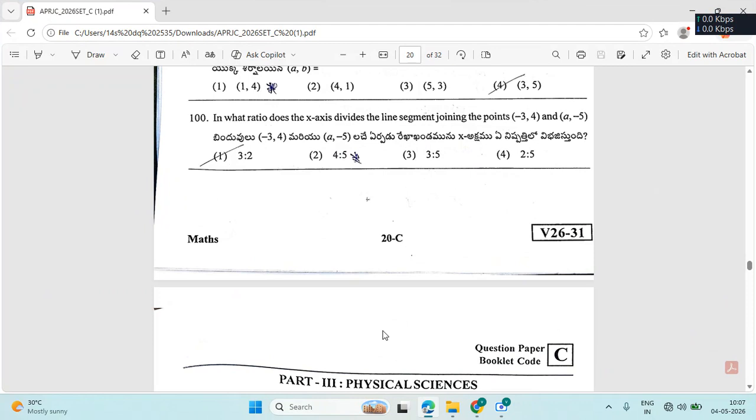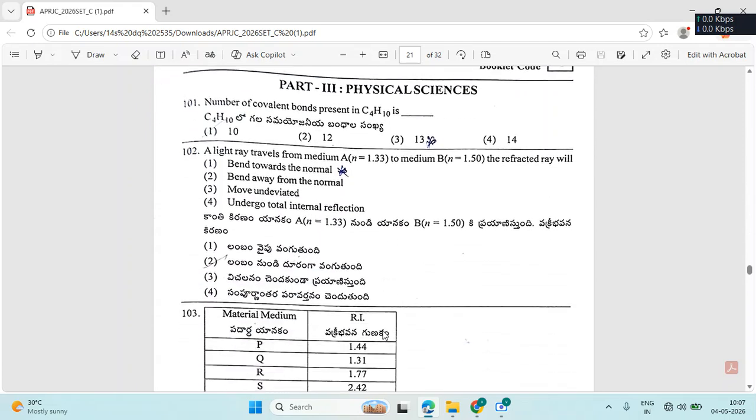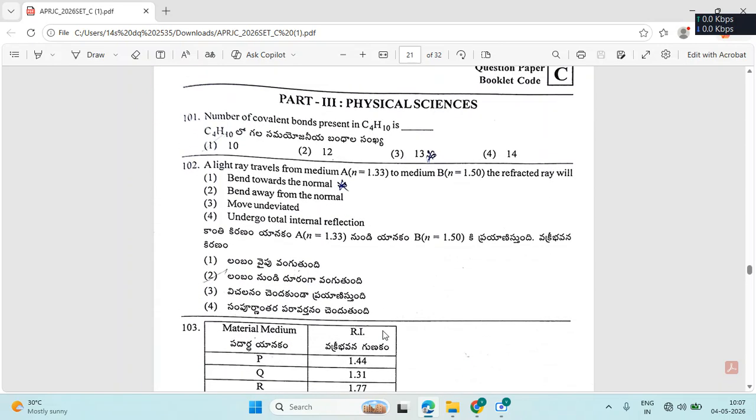Hello guys, in the last video we discussed part 1 English. In the previous video we discussed part 2 mathematics. Let me see part 3, physical science. Now I will say the correct option for physical science also. I have to read the questions properly and select the correct option. Let me see part 3, physical science.